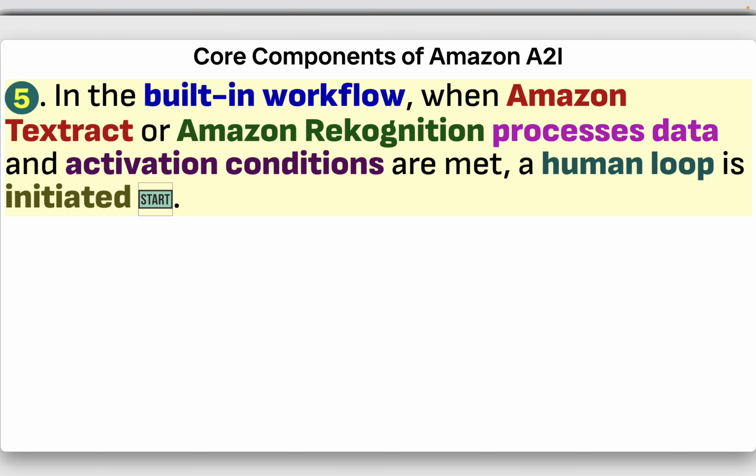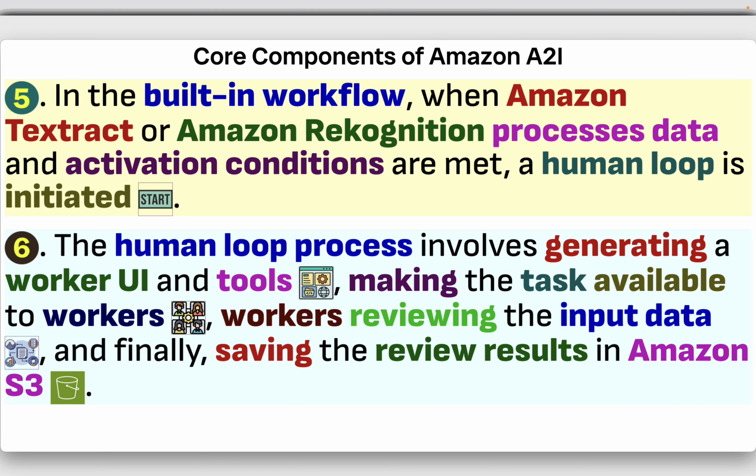In the built-in workflow, when Amazon Textract or Amazon Rekognition processes data and activation conditions are met, a human loop is initiated. The human loop process involves generating a worker UI and tools, making the task available to workers reviewing the input data, and finally saving the review results in Amazon S3.